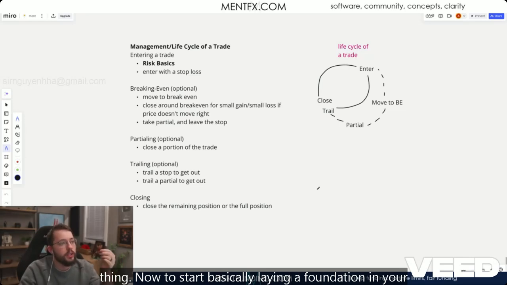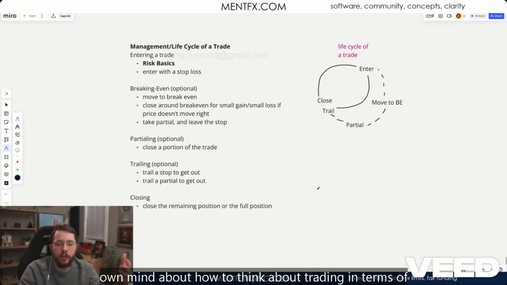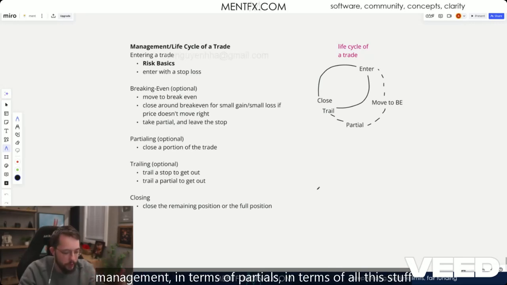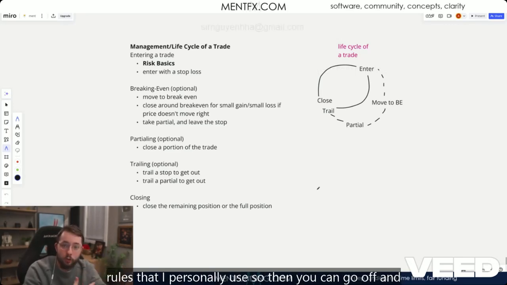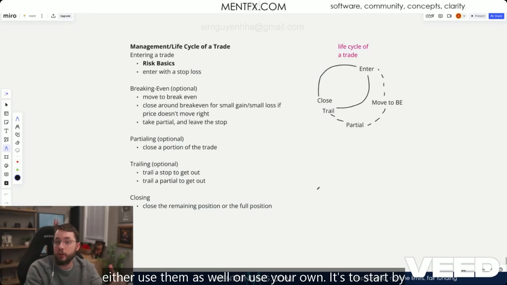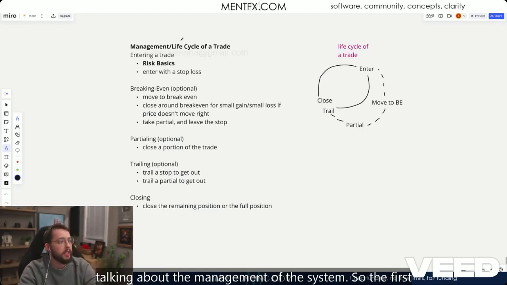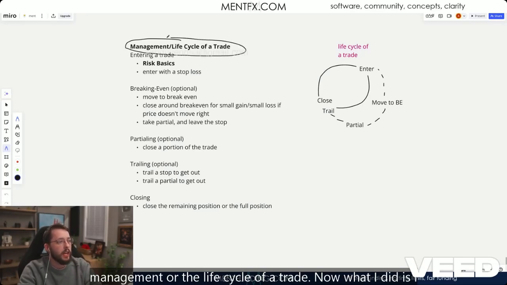Now, to start laying a foundation in your own mind about how to think about trading in terms of management, in terms of partials, in terms of all this stuff, we're going to define it all and talk about it right now, and then look at rules for it. Then I'll give you my exact rules that I personally use, so you can go off and either use them as well or use your own. We start by talking about the management, or the life cycle, of a trade.